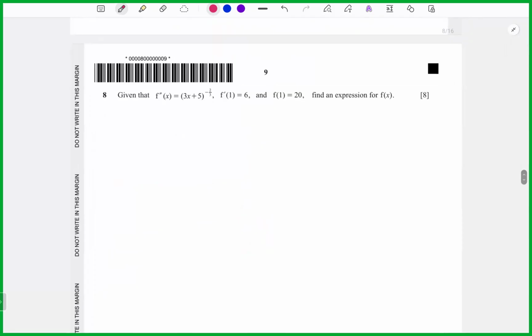Okay, let's look at question 8. Given that the second derivative equals (3x + 5)^(-2/3), the first derivative at x = 1 equals 6, and f(1) equals 25, find an expression for f(x).